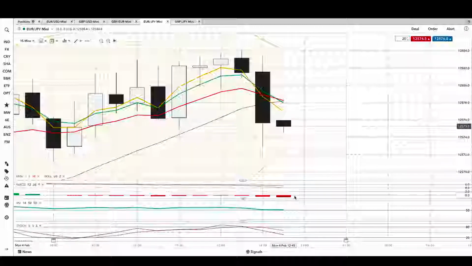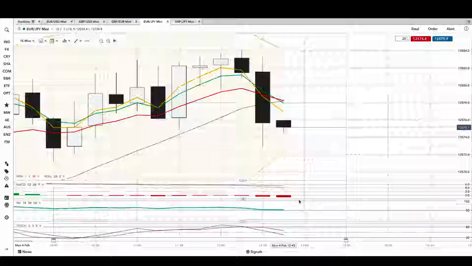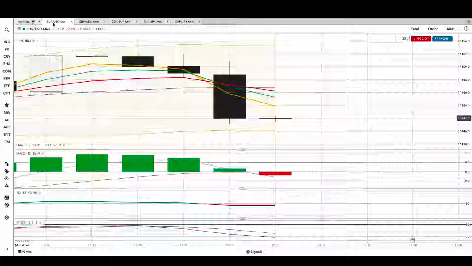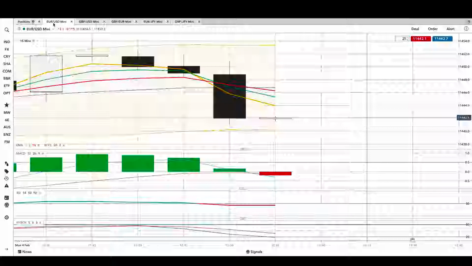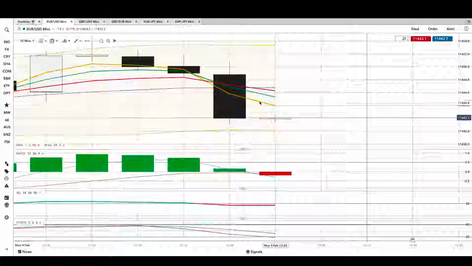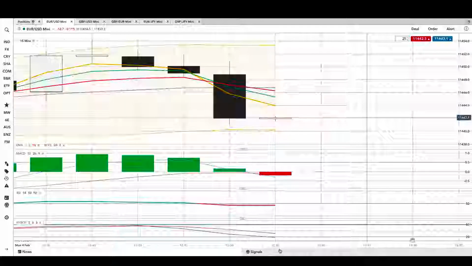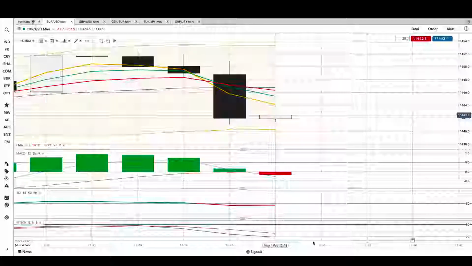The MACD shows that there's a buy signal. So for this case, when do we enter? If you look here, the new candle has formed for the Euro USD, and you can see that the MACD has also crossed the line. So there's a very strong indication that this is a sell at 12:45, just before the market opens.